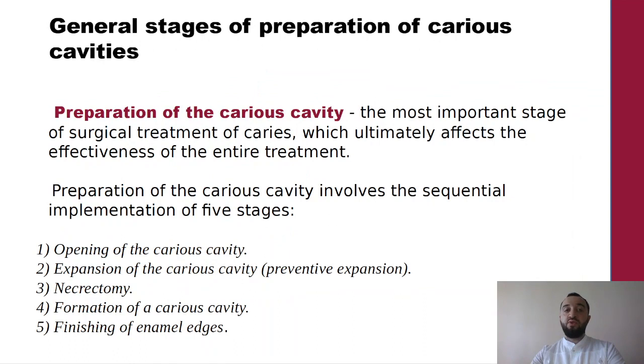General stage of preparation of carious cavities. The most important stage of surgical treatment of caries, which directly affects the effectiveness of the entire treatment. Preparation of the carious cavity involves the sequential implementation of five stages. 1. Opening of the carious cavity. 2. Expansion of the carious cavity. 3. Necrectomy. 4. Formation of the carious cavity. 5. Finishing of enamel edges.